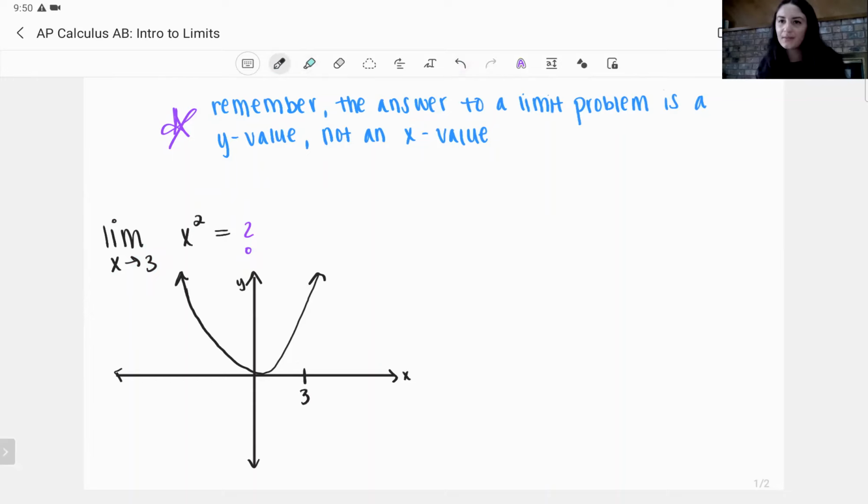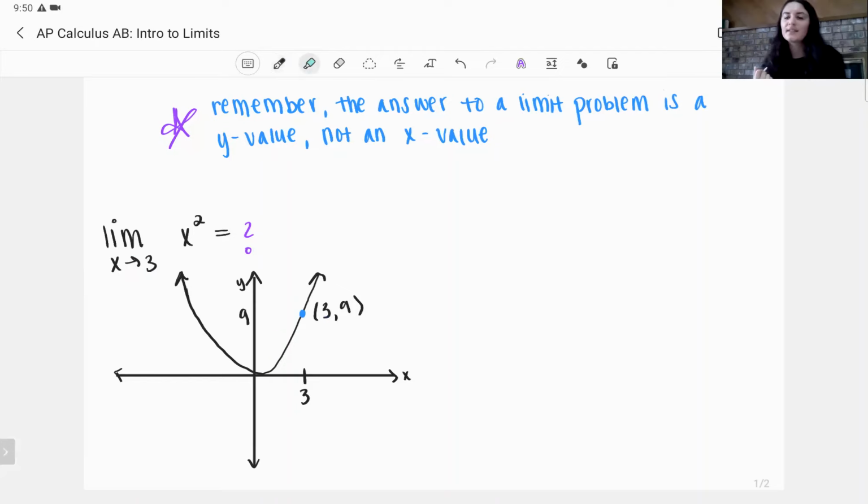When x is 3, what is the y value equal to? Well, we know that our function is x squared. So if we plug in 3, 3 squared is 9. So I know that the point that we're interested in right here, that is 9. So I'm going to label that point (3, 9).